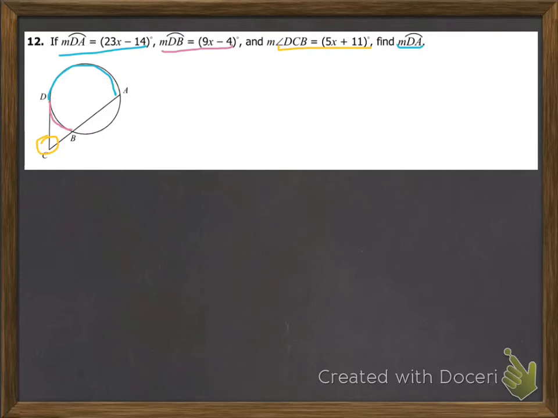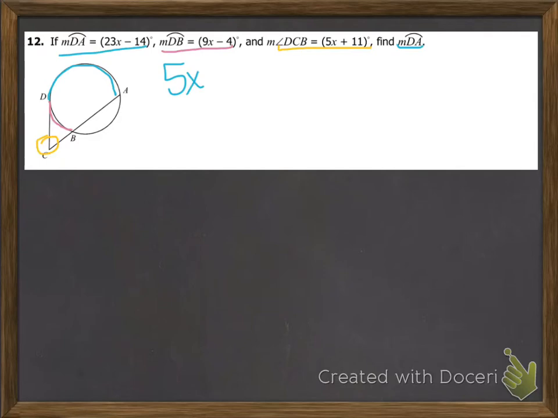So now let's try to figure this out. Because they gave us a measure for the big arc, they gave us a measure for the smaller arc, and a measure for the angle. But again, we don't know what x is, so we need to solve for that before we can find the actual measure of DA. So let's plug everything into an equation.